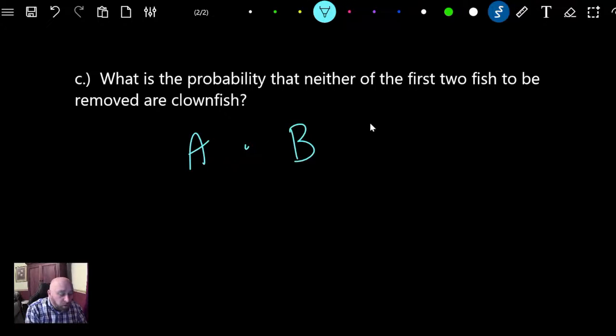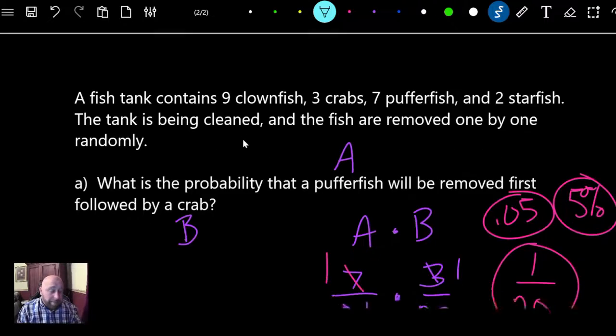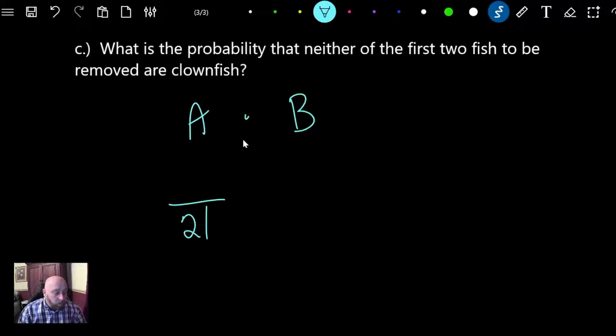Now, how many total fish are there? There are 21 total fish. So how many of them are not clownfish? Well, there are 9 total clownfish. So you do 21 minus 9, and you would get 12. So 12 of them are not clownfish.